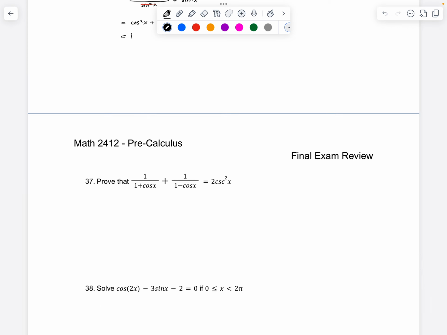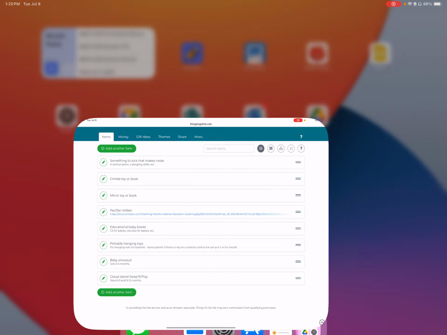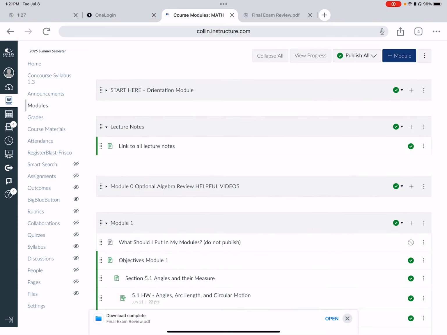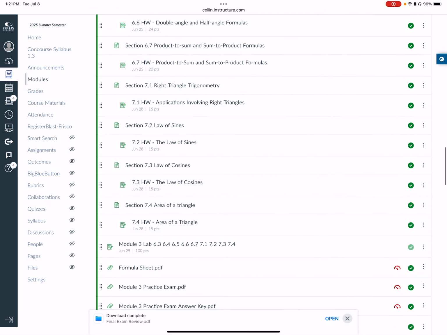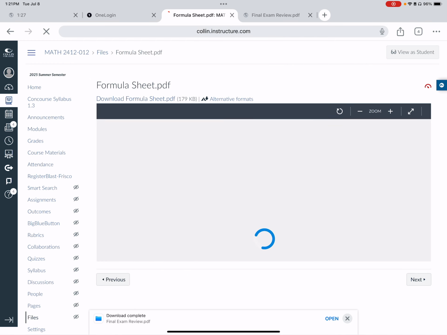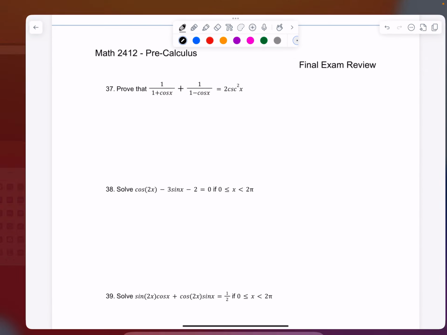For all of these next ones, I'm going to need my formula sheet. So let me pull up my formula sheet. You can find it in Canvas, under modules. I think I put it in module 2, maybe module 3. There it is, module 3. Module 3 is the one that required the formula sheet, and that will be provided to you on the final exam. So let's go back to what we have here.